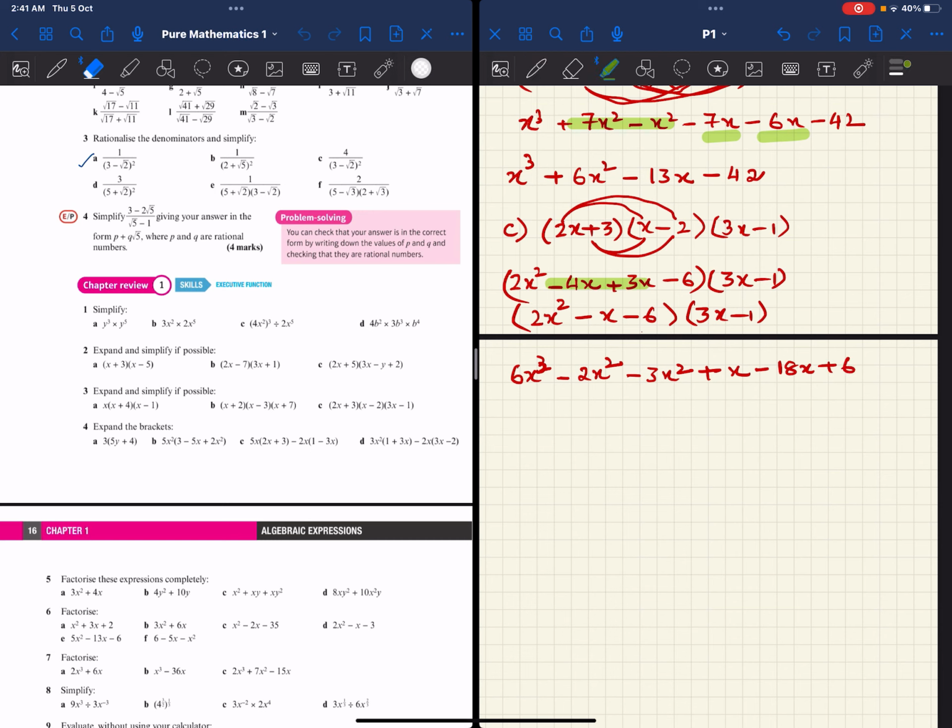We can add up the like terms. We have x squared and x squared. We have x and x. So 6x cubed, minus 2x squared minus 3x squared adding to minus 5x squared. Minus 18x plus x is minus 17x plus 6. And that answers question C.